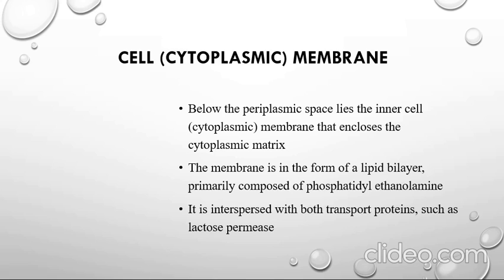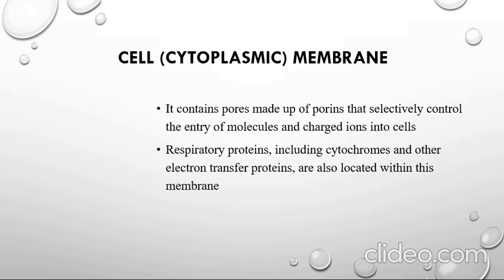The membrane is in the form of a lipid bilayer, primarily composed of phosphatidylethanolamine. So this membrane is made up of a molecule called phosphatidylethanolamine. It is interspersed with transport proteins such as lactose permease. So within these membranes, there are several types of transport protein. For example, here we can see the lactose permease is present. It consists of pores made up of porins that selectively control the entry of molecules and charged ions into the cell.